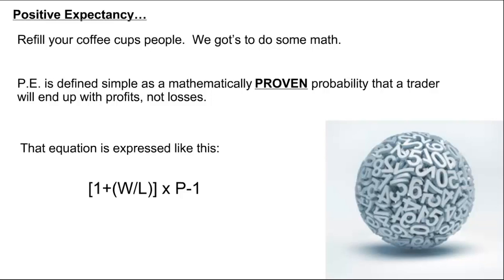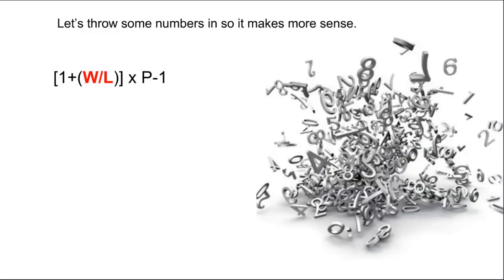Now that equation is expressed like this: 1 plus W/L times P minus 1. And while that might seem a little crazy, we're going to go ahead and break down the numbers, and I'm going to simplify it for you by adding in some actual digits. So let's take a look. Let's throw some numbers at it and make it make a little more sense. So the first thing we're going to look at is this W/L, and the W/L stands for win-loss. So what is your average win and your average loss? So let's throw a couple of numbers in there.